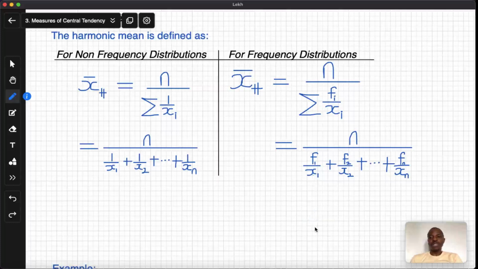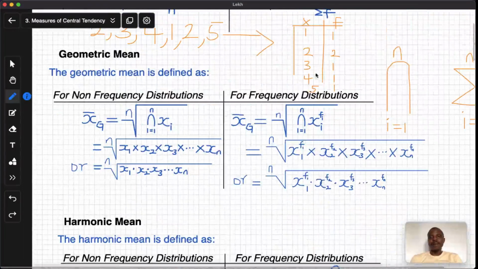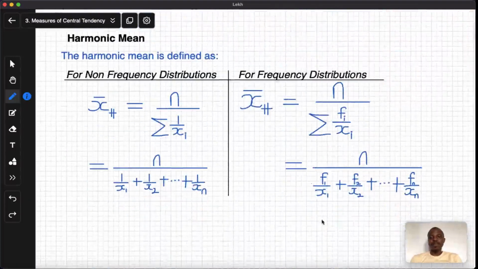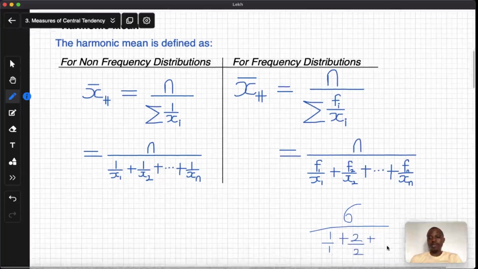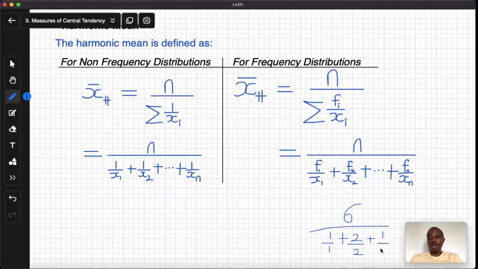So for instance, let's look at what we have here. 1 appears 1 time, 2 appears 2 times. So you're going to say the frequency of 1 is 1, so you put 1 there. So before then, you'd have written 6, 1 over 1. Then you go on to say 2. 2 is the observation, but it appears 2 times. So you go on and say, okay, the next observation is 3, but it appears 1 time. So you put 1 up, and then you put 3 here.